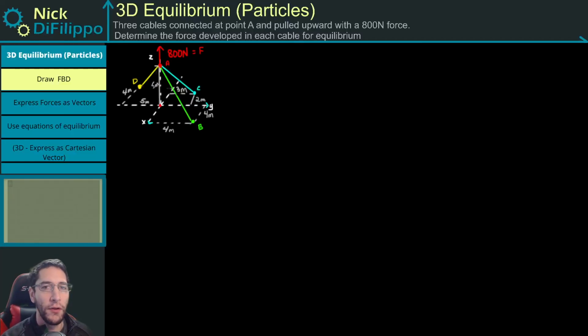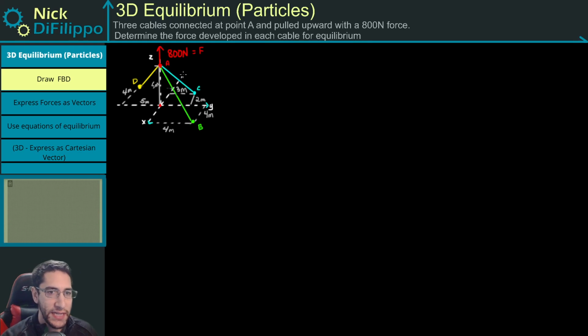In this problem, we have another 3D static equilibrium problem. And in this problem, I'm applying a force of 800 newtons at point A. Now, point A is also connected to three different ropes in 3D space. So it's connected to this rope AD, this rope AB, and this rope AC.